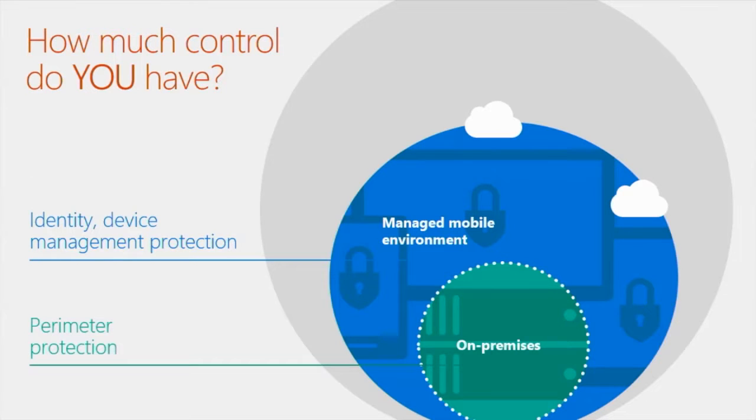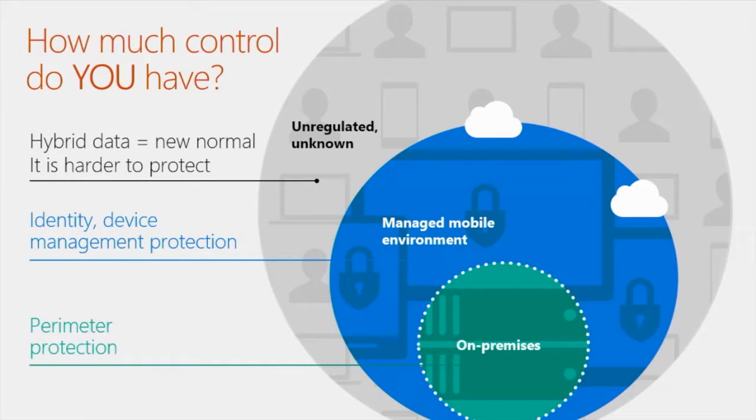And then you've got the nice grey box around the outside. So this is what you don't know. This is files on OneDrive Consumer, Dropbox, Box, USB drives, emails being sent outside the org, and you don't know what's going on. Azure Information Protection lives inside this grey box. This is what's hard, and we can make it easier for you.